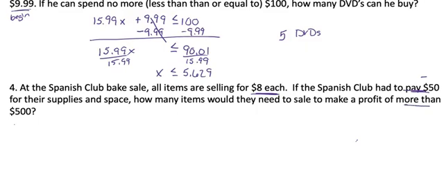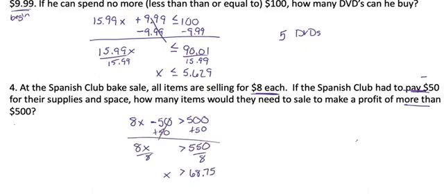Well, more than is greater than 500. Okay, $8 each for their baked stuff. So $8 for every time they sell something. So $8 per cookie, $8 per cake, whatever items they have. They're going to make that money. And then they're going to pay for their supplies and the rental fee. So subtract 50. And they want to make more than $500. There's your two-step inequality. Go ahead, pause, and solve.